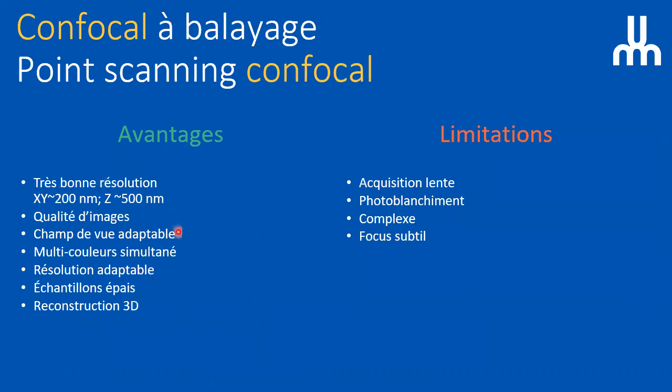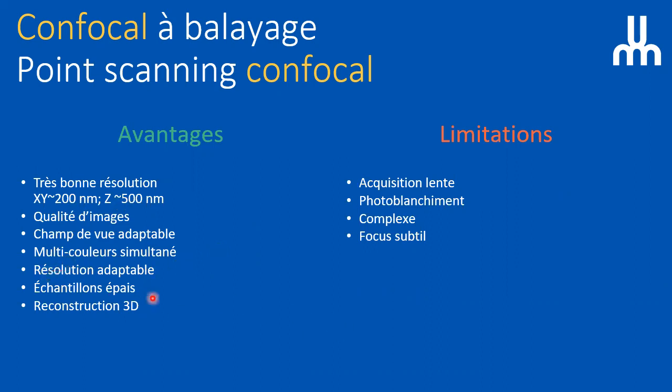So the main advantages are what? Very good resolution. We are actually reaching 200 nanometers in XY and 500 nanometers in Z. You see that you have a big increase in the Z resolution because we remove a lot of light. So it gives great and crisp images. The good thing is how it's built. You can actually change the field of view, and you can scan a small region if you are interested in a small region, or a big region if you're interested in a big one.